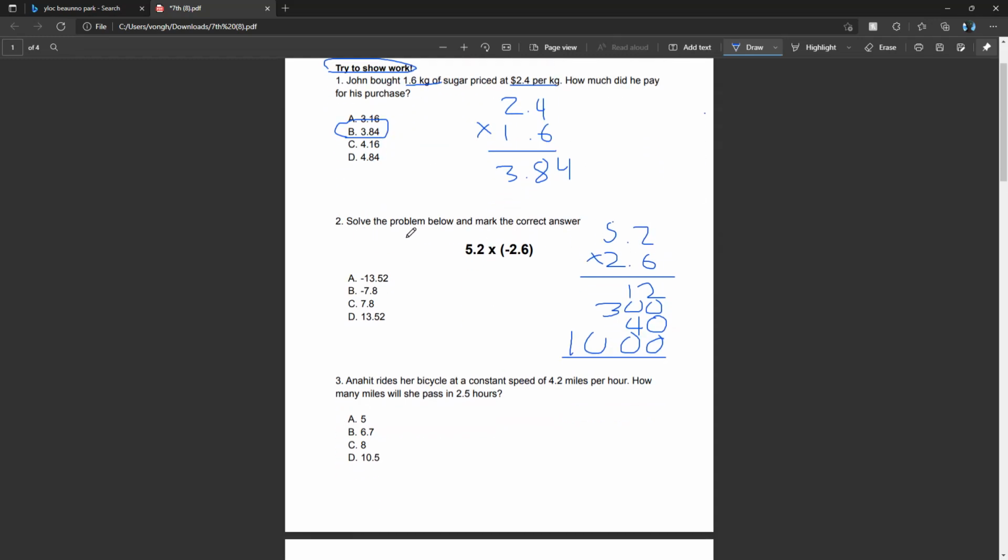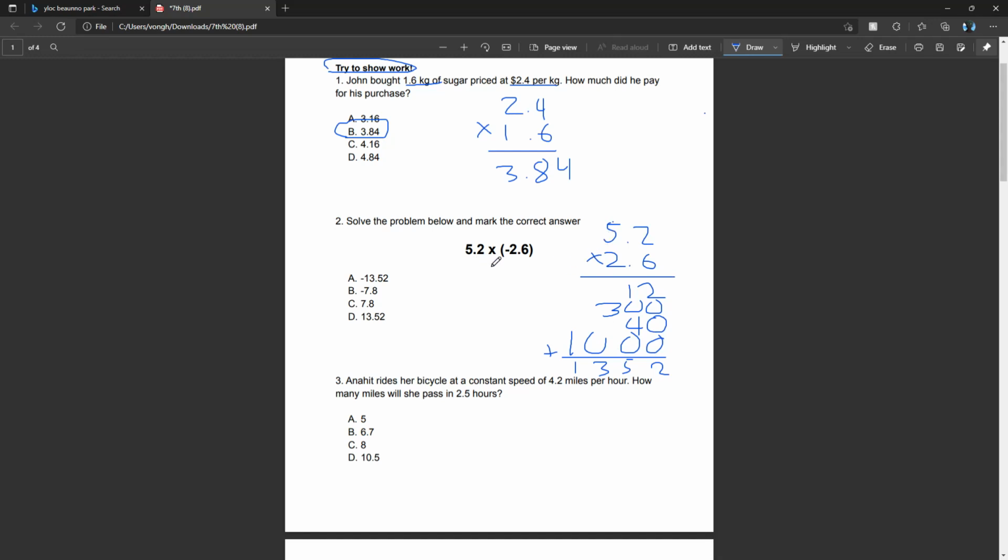So next problem is solve the problem below and mark the correct answer. So here you do 5.5 times negative 2.6. So if you multiply it all out, you should get something like this, and then you add them all together, because you get 6 times 2 is 12, drop 0, 6 times 5, that's 30, then the rest is like that. So add them all up, you should get this.